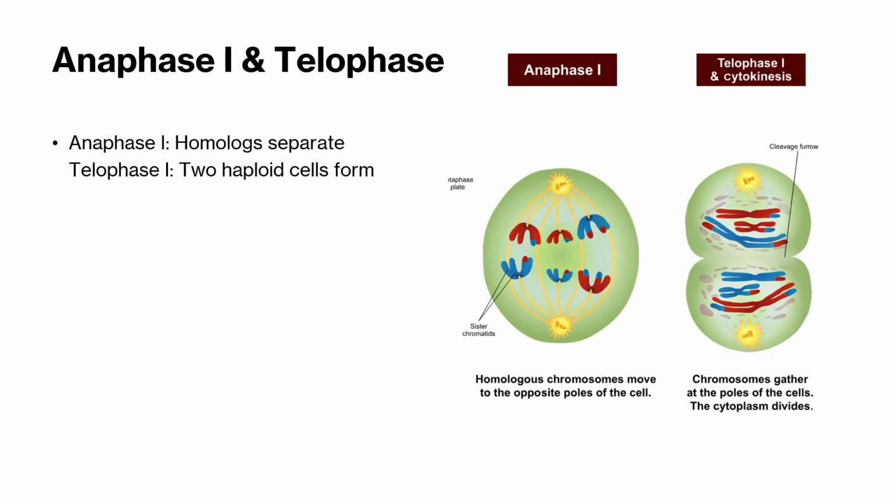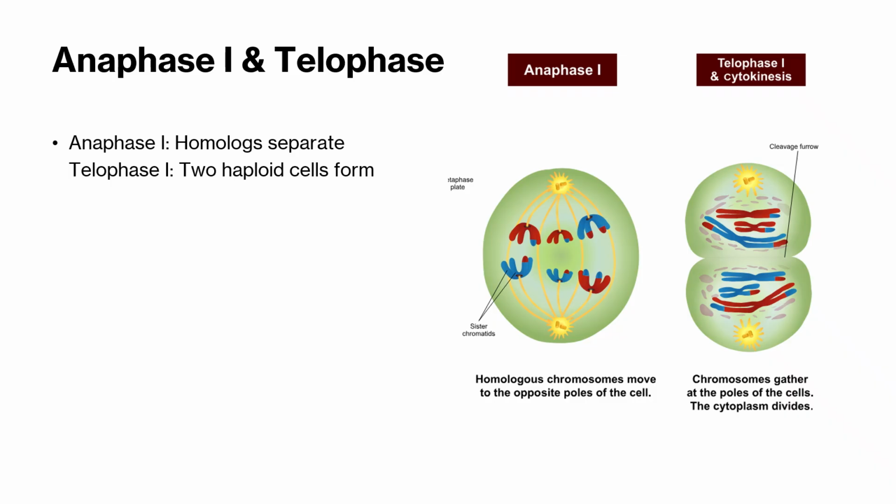In Anaphase I, homologous chromosomes are pulled to opposite sides of the cell. Unlike mitosis, the sister chromatids stay together at this stage. Telophase I then forms two haploid cells, meaning each now contains one chromosome from each pair. This is the division that officially reduces chromosome number.